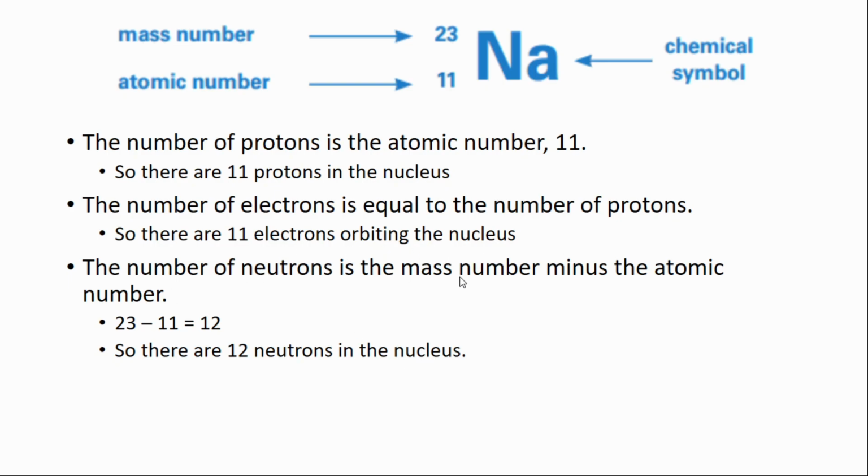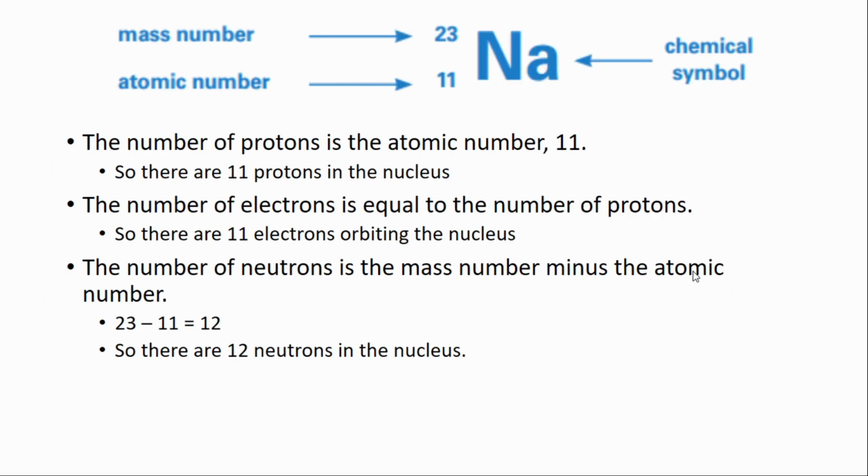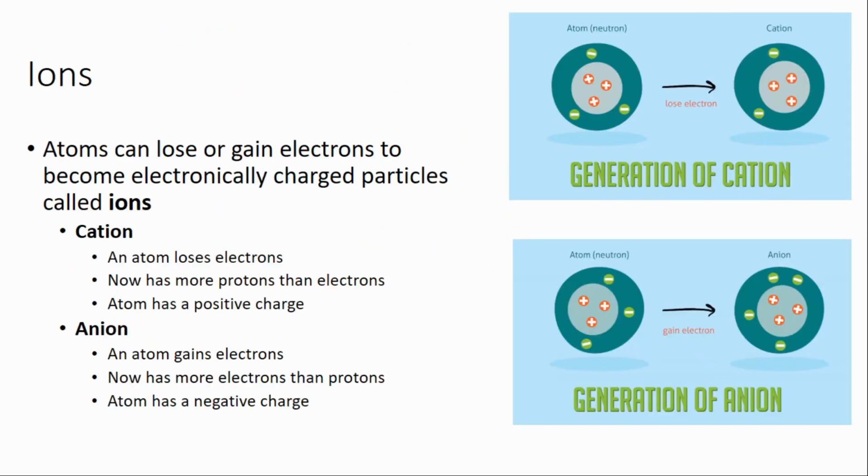And the number of neutrons is the mass number minus the atomic number. So we have 23 minus 11 because we know that the mass number is 23 and we know there's 11 protons. So we're going to have 12 neutrons in the nucleus. So from just the two numbers on the periodic table, the atomic number and the mass number, we can get the number of protons, the number of electrons, and the number of neutrons. Alright, now let's move on to the last section of this lesson.